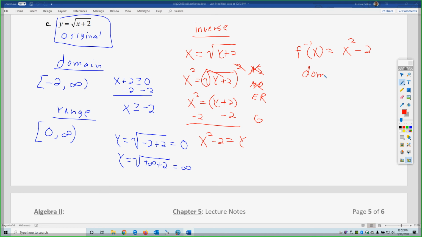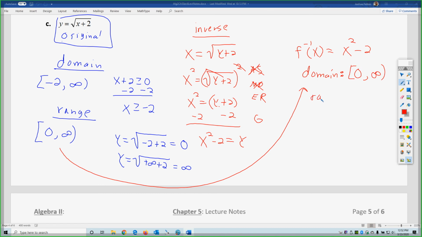Domain. Okay. So as I said, this is tricky because you look at it and you say, well, I can square any number I want, positive, negative, or 0. So there shouldn't be a restriction on my domain. But again, my range must match my domain, right? Because the range of the original is the domain of the final. The domain of the final is the range of the original. So I have to restrict this to 0 to infinity.